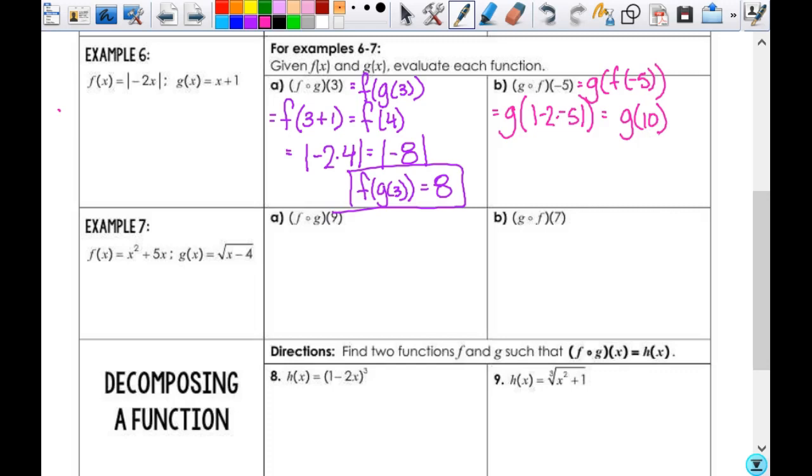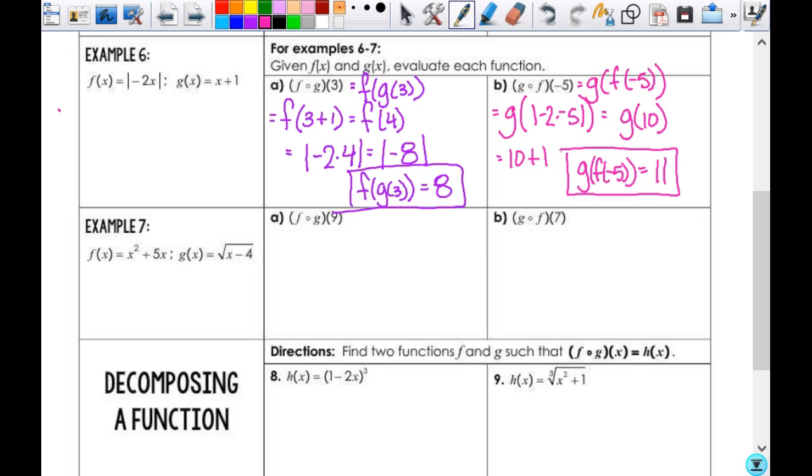So then I take the 10. You see how my input was negative 5. This 10 is my output of f. It becomes my input for g. So now that becomes 10 plus 1. So g of f of negative 5 equals what? 11. We good? Not that bad.